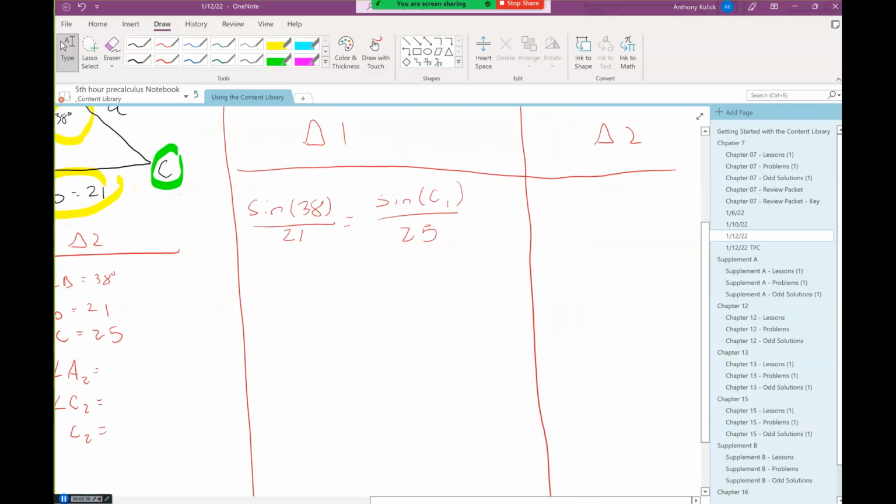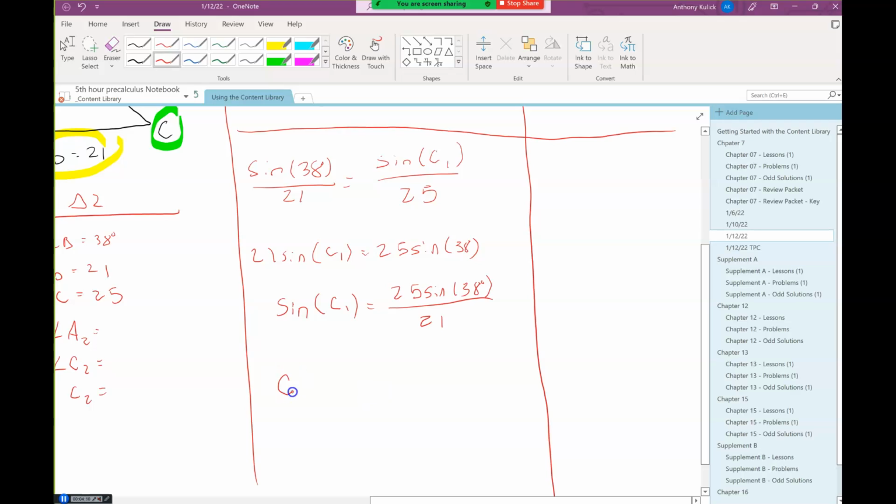So far, so good? Okay. I'm going to cross multiply, so I get 21 sine of C1 equals 25 times sine of 38. I'll divide by 21. And then to get rid of that sine in front of my angle C1, I'm going to use sine inverse.